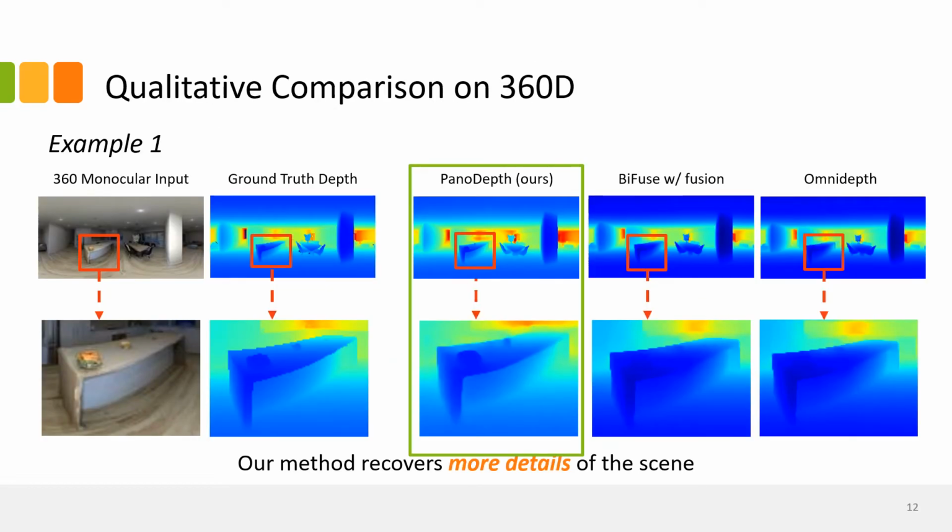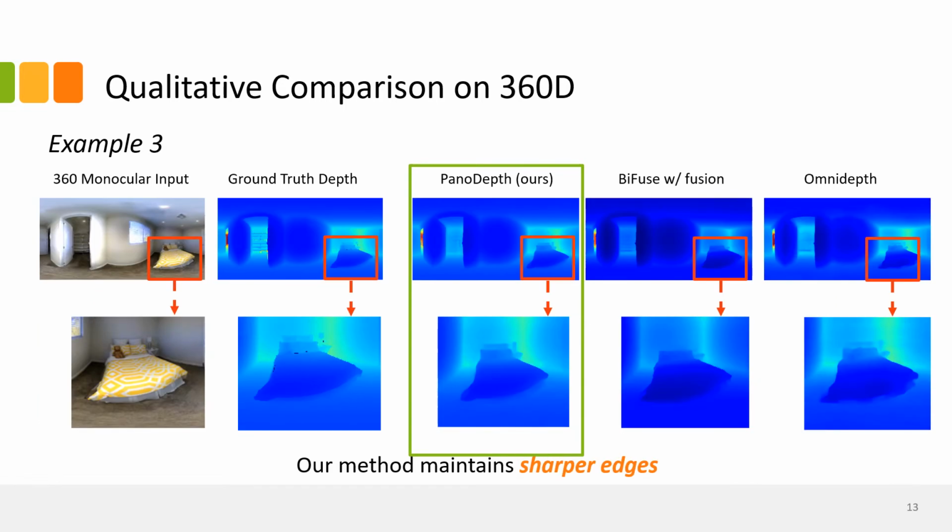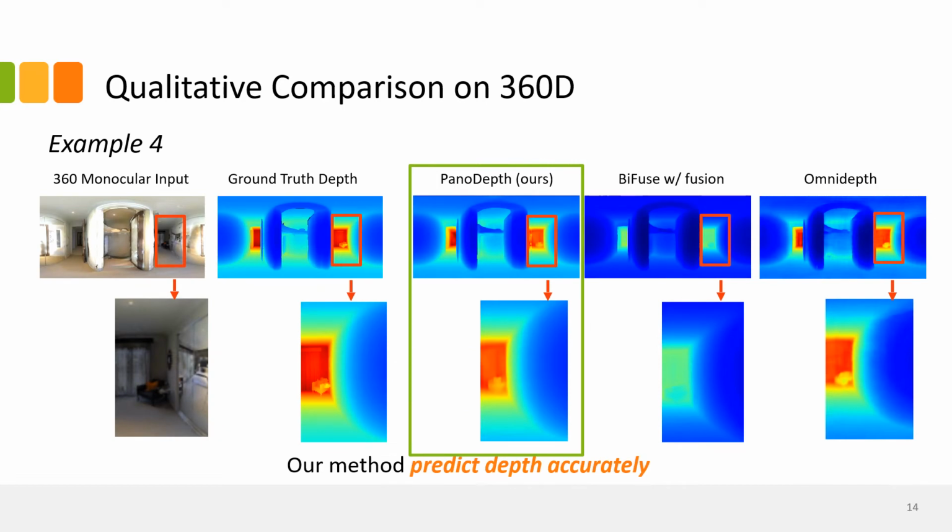Here we will show some examples of our qualitative comparisons with current state-of-the-arts. In these examples, we can see that our PanoDepth recovers more details of the scene. As highlighted in the red box, we can observe that PanoDepth recovers clear shapes of the objects on the table. The predicted depth maps from PanoDepth also maintain sharper edges, such as the pillows on the bed as highlighted. PanoDepth also predicts the depth accurately with less artifacts.